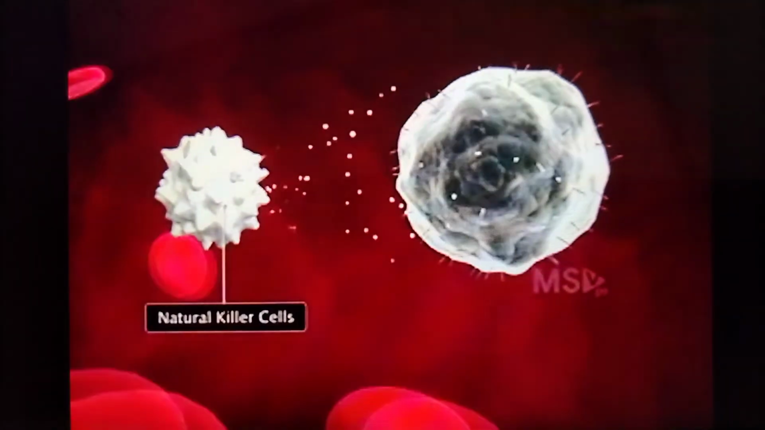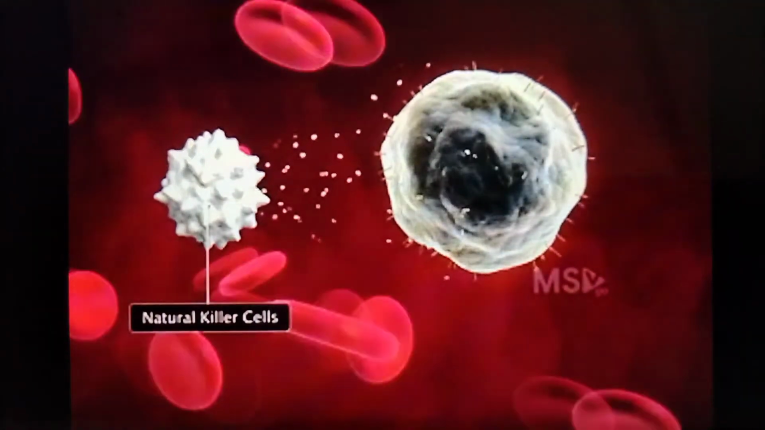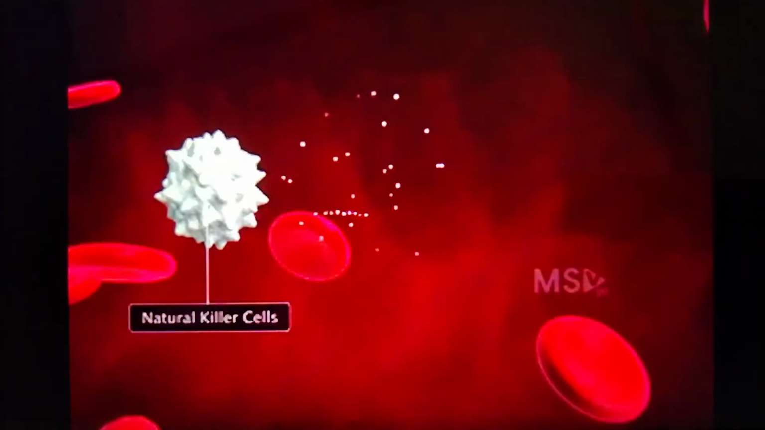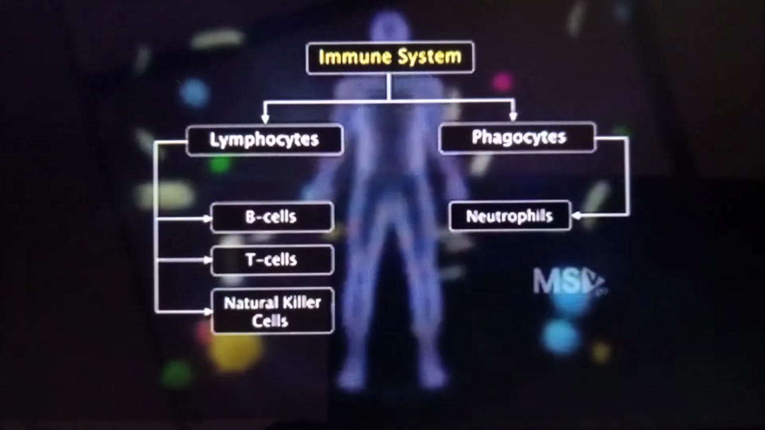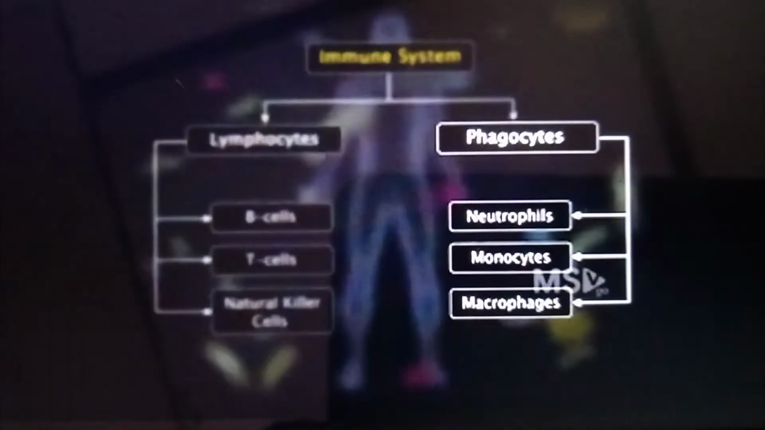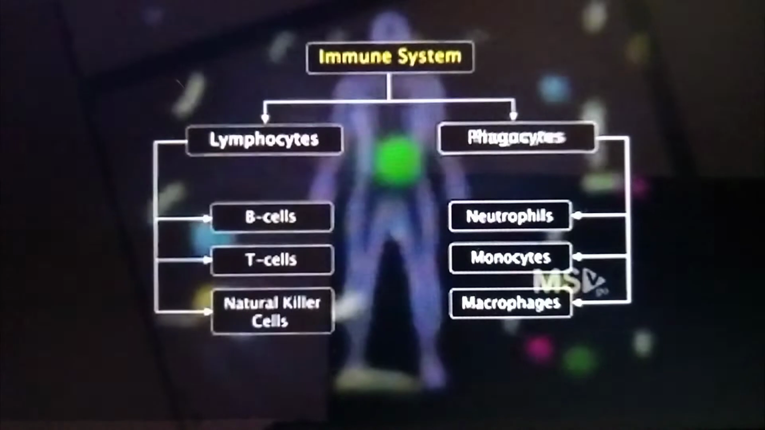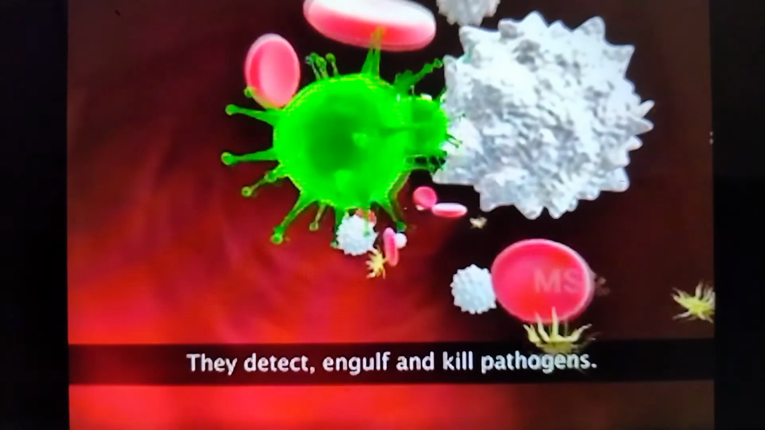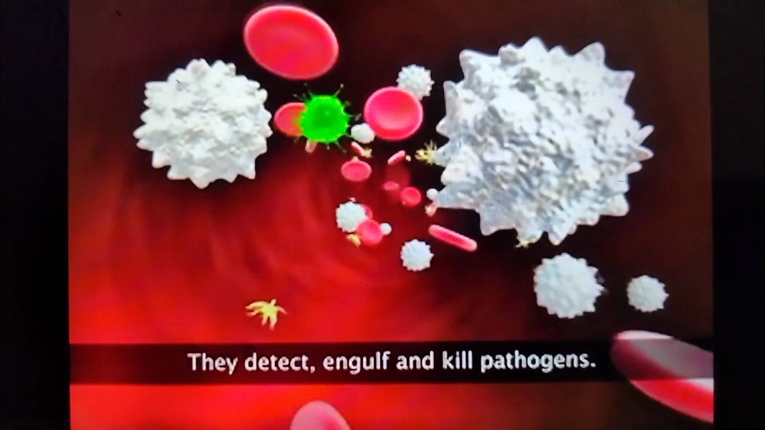Natural killer cells are large granular lymphocytes which destroy large tumor cells and virus-infected cells. Neutrophils, monocytes, and macrophages are the three major types of phagocytes. They detect, engulf, and kill pathogens.